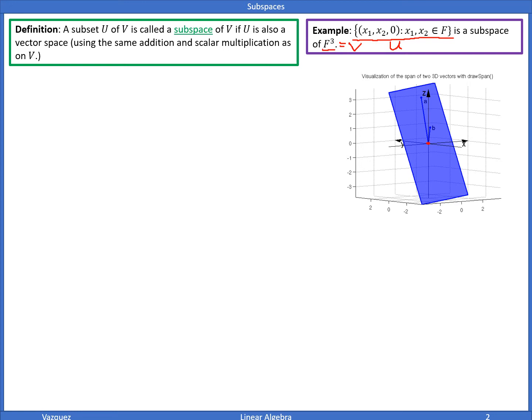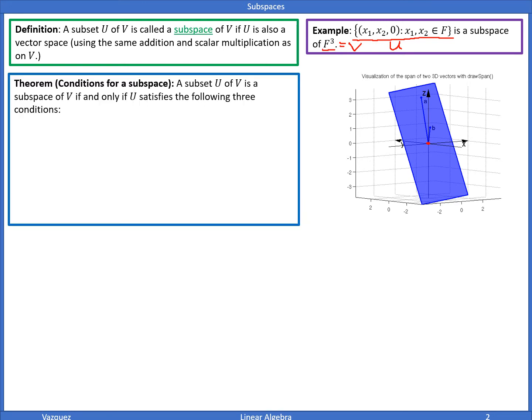And we're going to be looking at a theorem that helps us verify whether a subspace is actually a subspace, or if it's just a set that doesn't fulfill the definition. So we're going to go on with a theorem. And these are the three conditions for a subspace. A subset U of V is a subspace of V if and only if U satisfies the following three conditions.